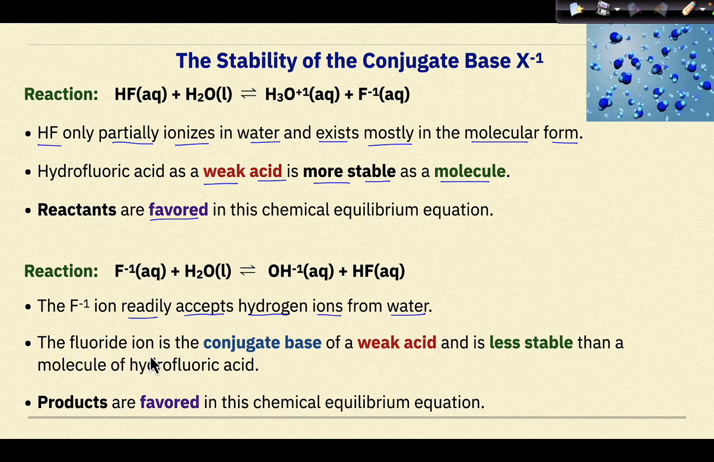The fluoride ion is the conjugate base of a weak acid and is less stable than a molecule of hydrofluoric acid. Products are favored in this chemical equilibrium equation.